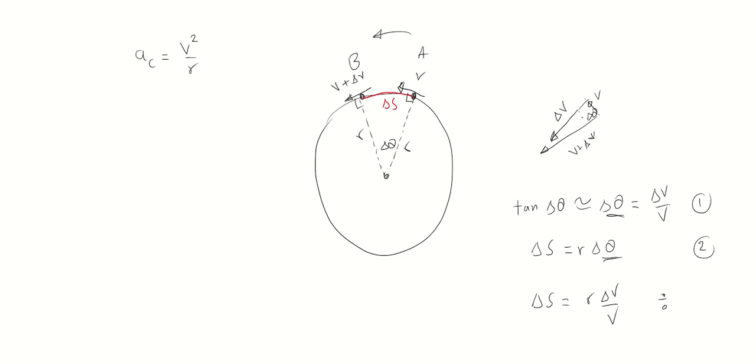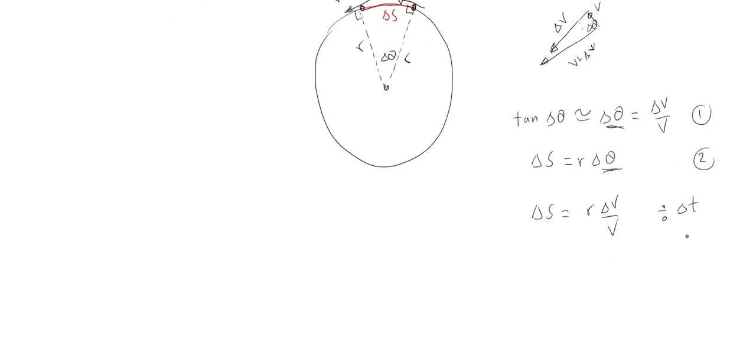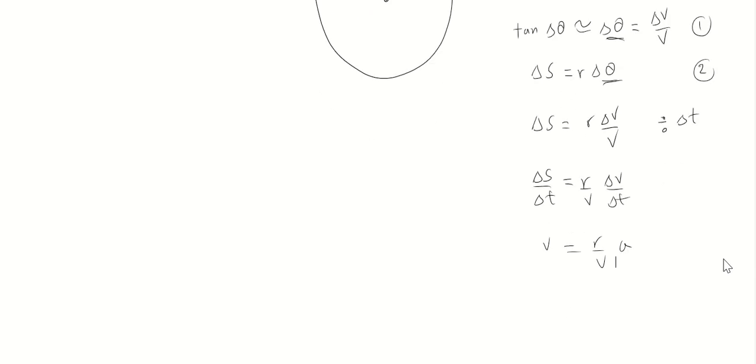After that, we can divide by delta t, because we want to reach acceleration. Certainly acceleration will be obtained by dividing delta v by delta t. So we have here delta s over delta t, which is simply v, and here is a. It is obvious that we can rearrange and obtain our relation.